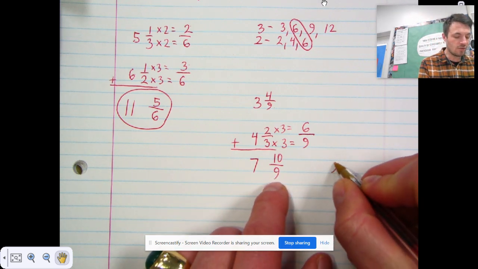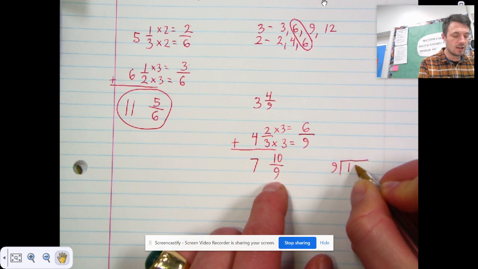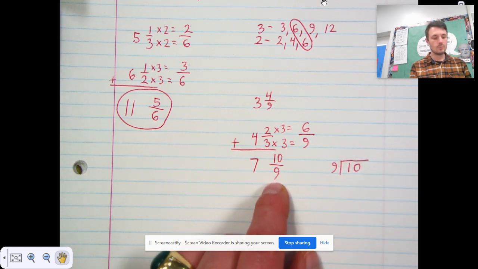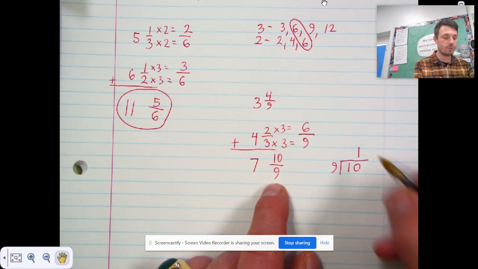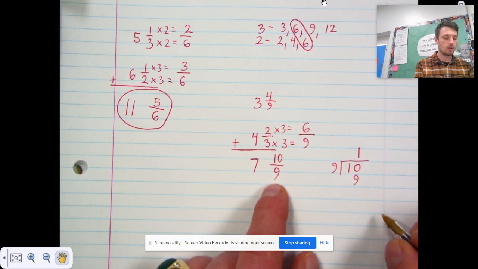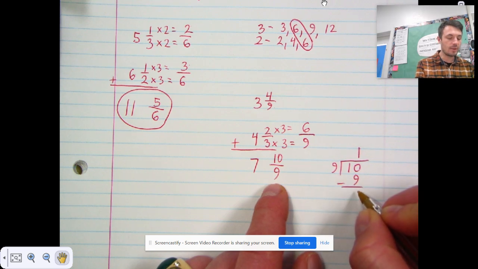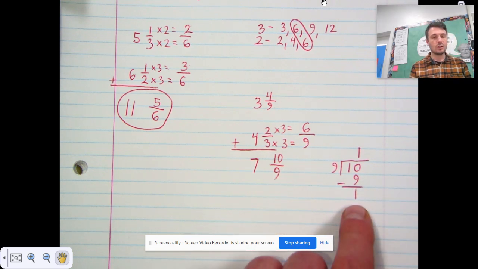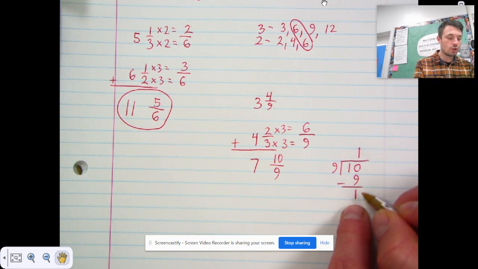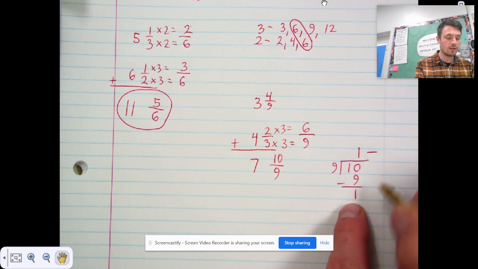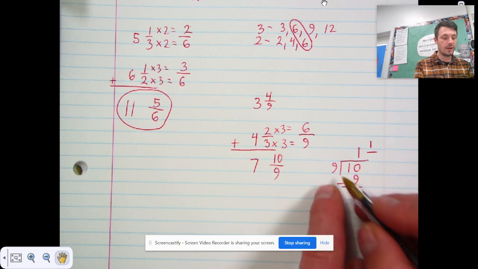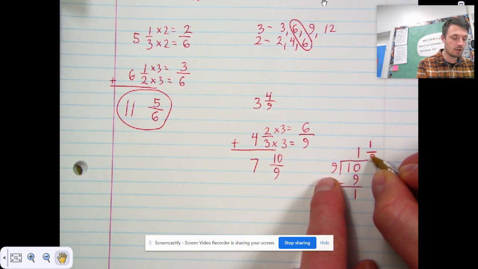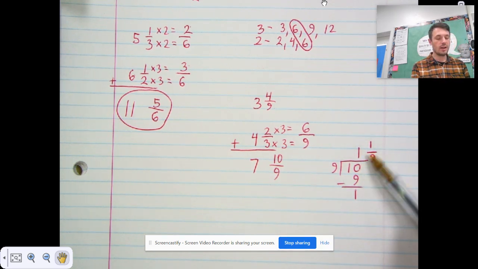The way I do that is by dividing the denominator into the numerator. So 9 can fit into 10 one time, and then I multiply. 1 times 9 is 9. I subtract. 10 minus 9 is 1. And I change it into a mixed number by writing my remainder as a fraction. So I put a fraction line here. Whatever my remainder is, that's my numerator. And then my divisor is my denominator. So it's 1 and 1/9.